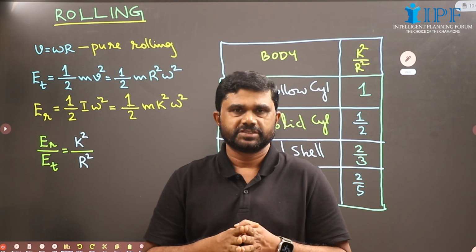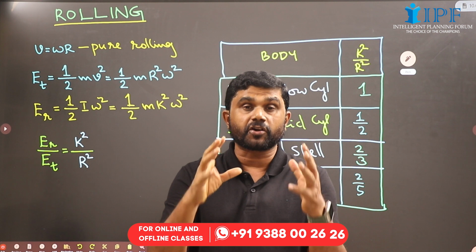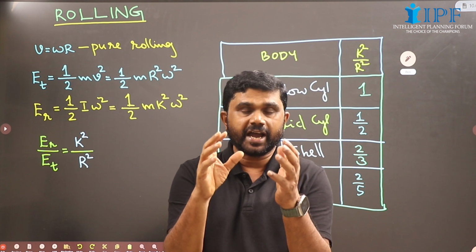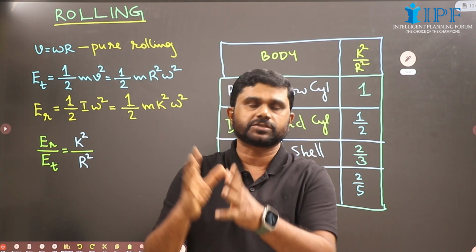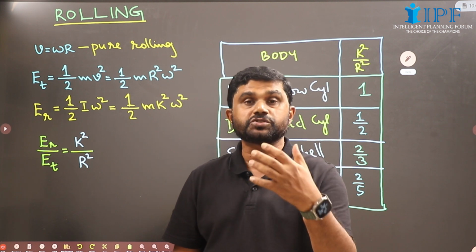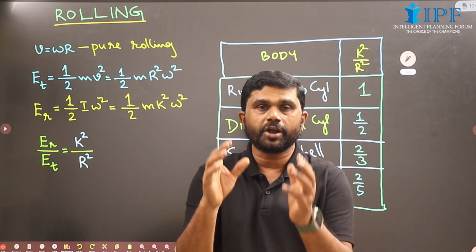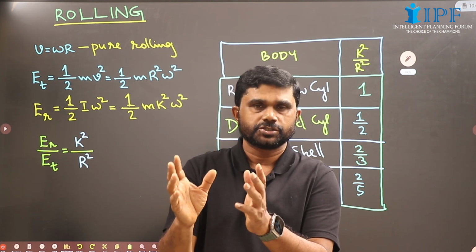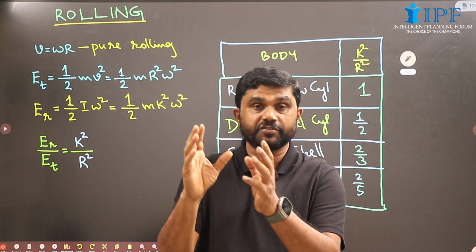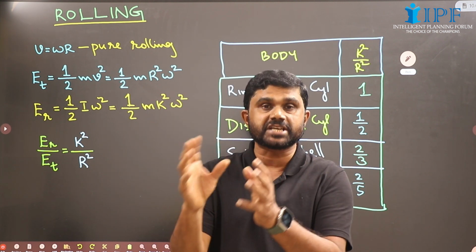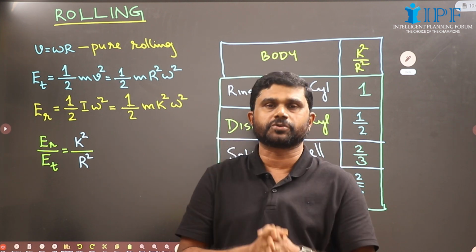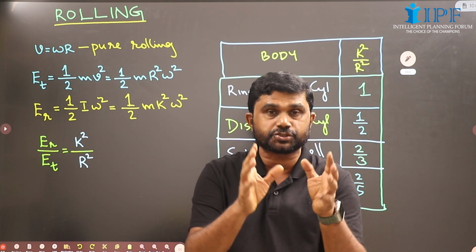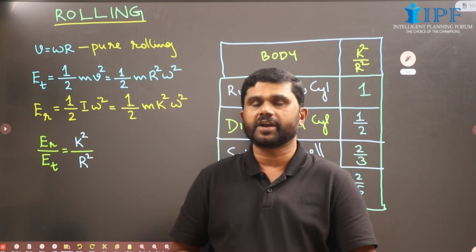And what is that ratio? See, any body capable of rolling will have a radius, and the moment of inertia of that body will be something into mr square. For example, for a ring and hollow cylinder, it is 1 mr square, so the coefficient of mr square is 1. Disc or solid cylinder, half mr square, so the coefficient is half. For a spherical shell, the moment of inertia is 2 by 3 mr square, so the coefficient is 2 by 3. For a solid sphere it is 2 by 5 mr square.